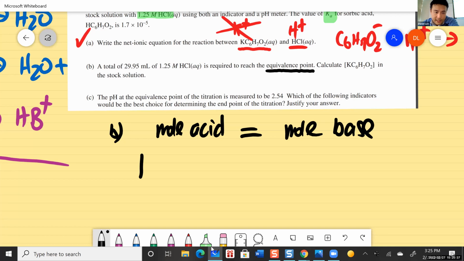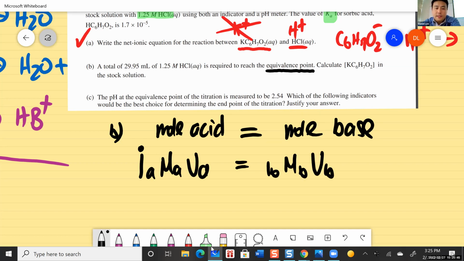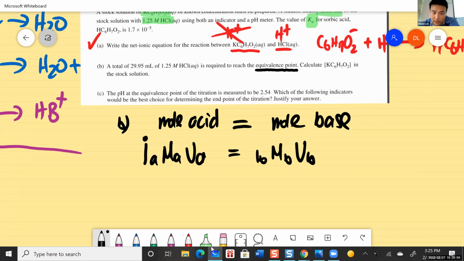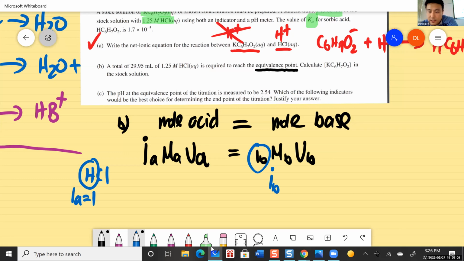iAMAVA, right? Remember that? I gave you this. iAMAVA must equal iBMBVB. So molarity of the acid times volume of the acid must equal molarity of the base times volume of the base. iA and iB are both 1 because your acid has 1 proton. HCl has a single proton. iB is also 1 because this base can only accept 1 proton. It doesn't have hydroxide, but it accepts 1 proton. Same thing. So I just plug it in.